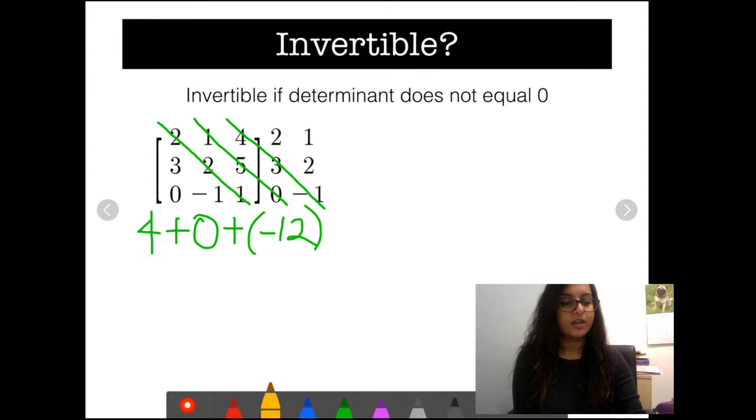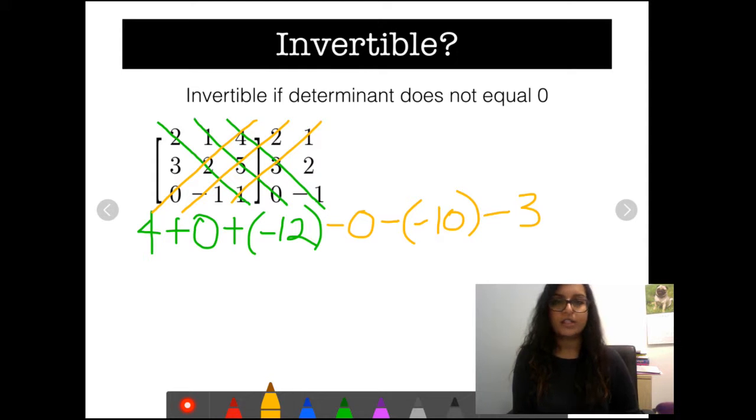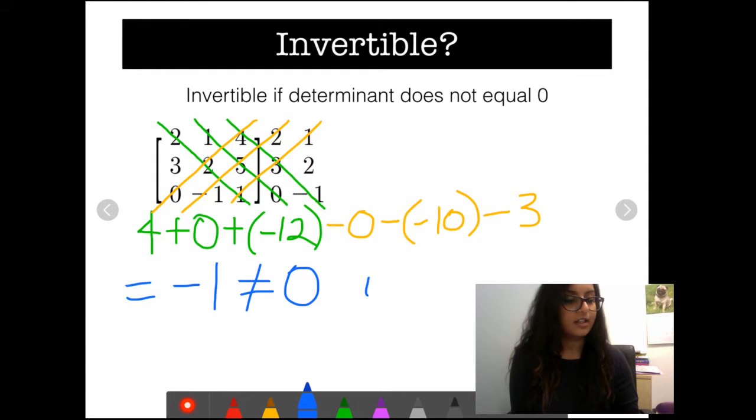Then we go the other way. So 4 times 2 times 0, that is going to be 0, so we subtract 0. Next one, 2 times 5 times negative 1, which is minus a negative 10. And the last one is 1 times 3 times 1, so minus 3. So all the ones that are yellow get subtracted, and all the ones that are green are going to get added. And so our final answer is going to be negative 1. And since negative 1 is not equal to 0, that means that our matrix is indeed invertible.